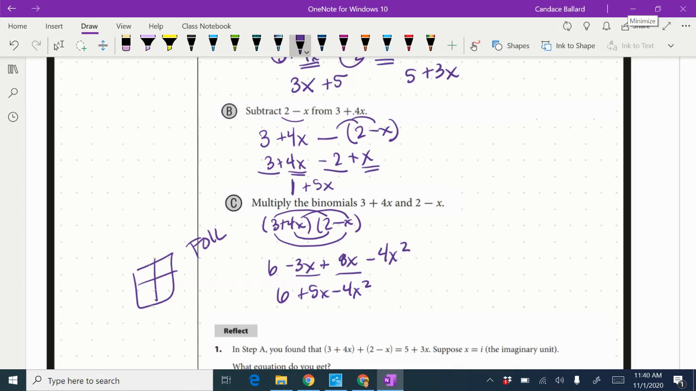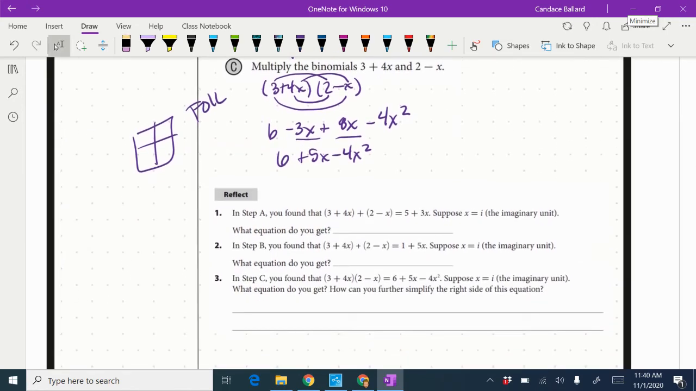So now, the question is, why did we do all of this stuff? Because this was no different than what we've been learning for a while now. So in step A, you found that 3 plus 4x plus 2 minus x equals 5 plus 3x. Suppose the x is going to equal an i instead. What would we get? So basically they're saying, hey, replace the x's with i's instead. So we would end up with 3 plus 4i plus 2 minus i, which again, we would just combine like terms. So 3 plus 2 is 5. 4i minus i is 3i.